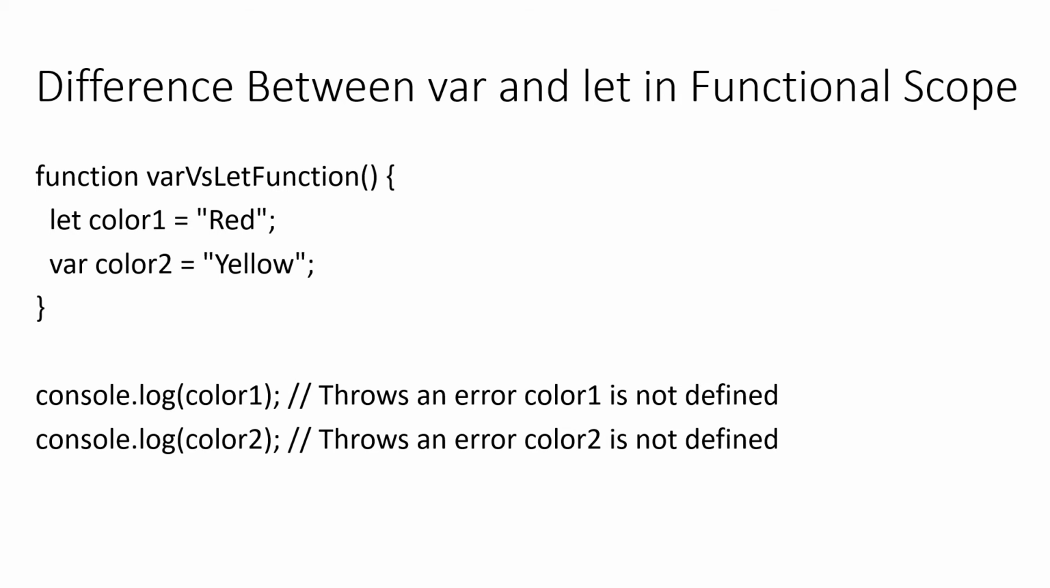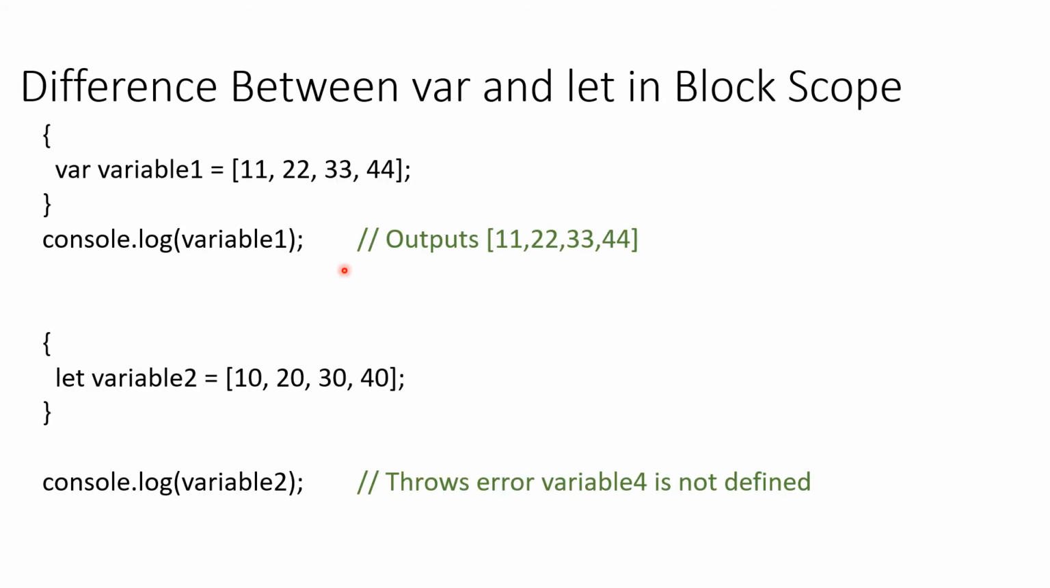Okay, the difference between var and let in a block scope. So here comes the block scope. I told you already, whatever code we write in curly braces is known as block scope. That means that code is under the block scope. So in these curly braces, var variable 1 has a block scope.